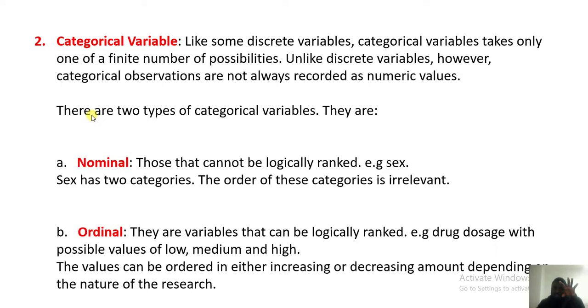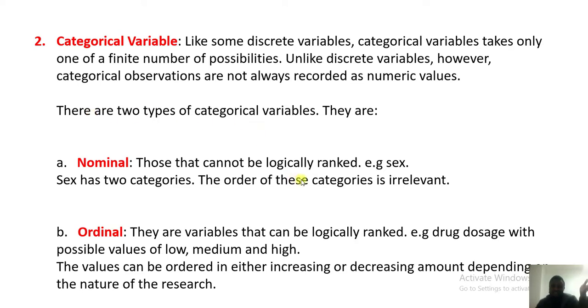They are the nominal, those that cannot be logically ranked, e.g. the sex of certain people in a population. Sex would always have two categories, the male and the female category. So we can't logically rank them and say male is better than female, or female is better than male.